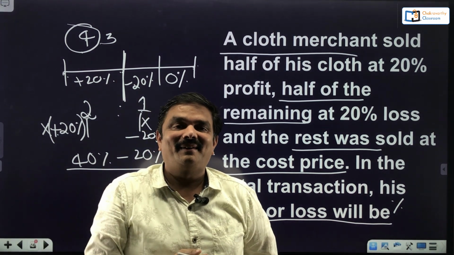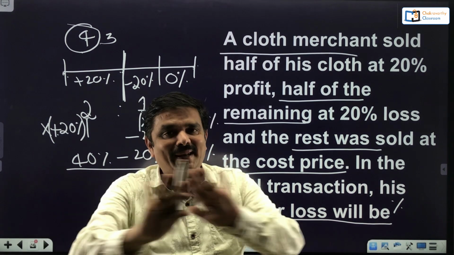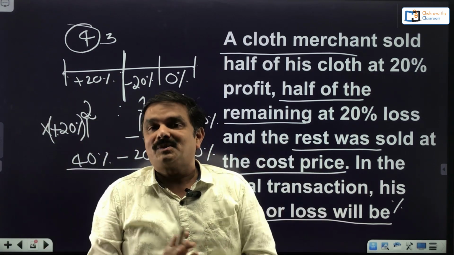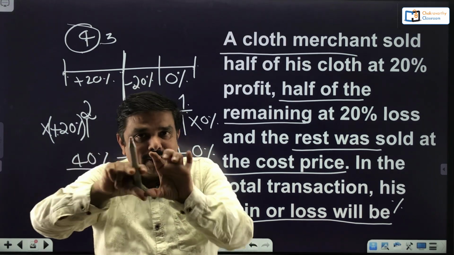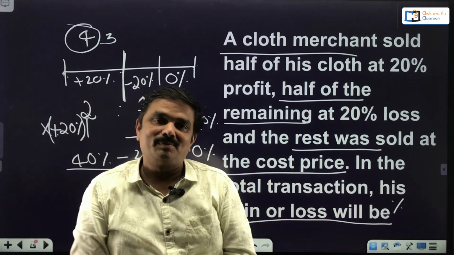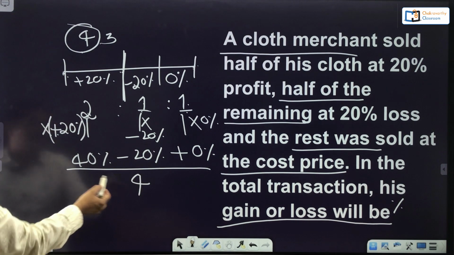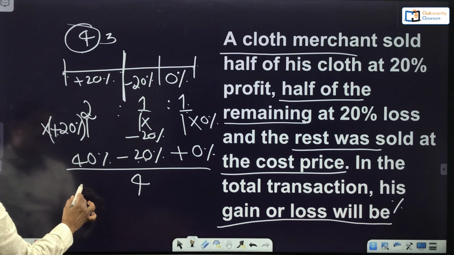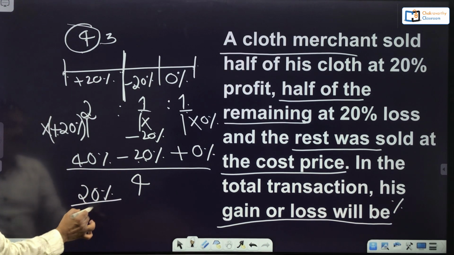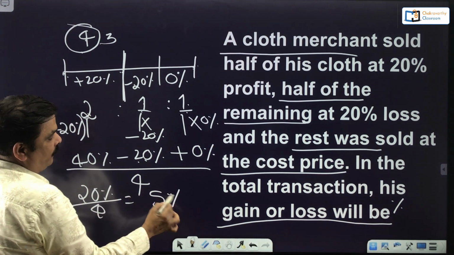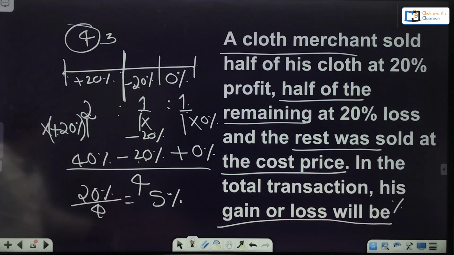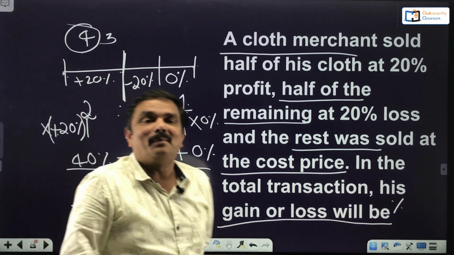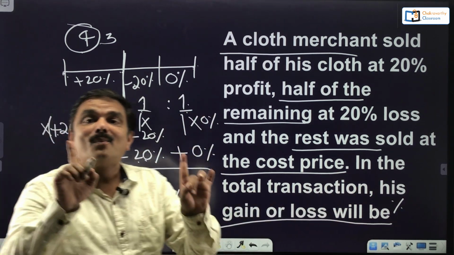As simple as this. How simple, students? You need not take anything else. Simply ratios into the respective profit or loss percentage, and finally divided by the total, because I am going by the weighted average method. So 40% minus 20% is 20%, plus 0, 20%. That is 20% by 4. My answer is 5%. What is the operator here? Plus or minus? Plus only. That means overall he will get profit.